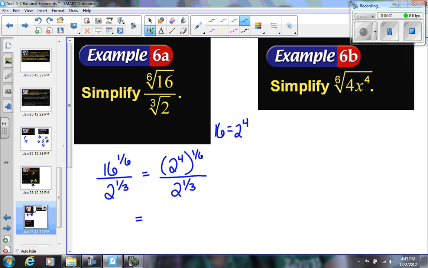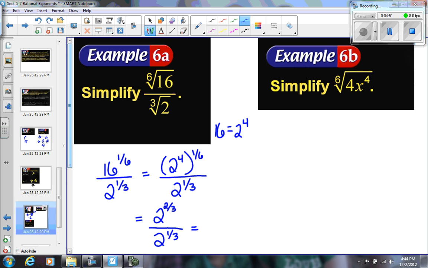Now I have a power to a power, so I multiply the exponents. 4 times 1/6 is 4/6, and 4/6 reduces to 2/3. So I get 2 to the 2/3 divided by 2 to the 1/3.